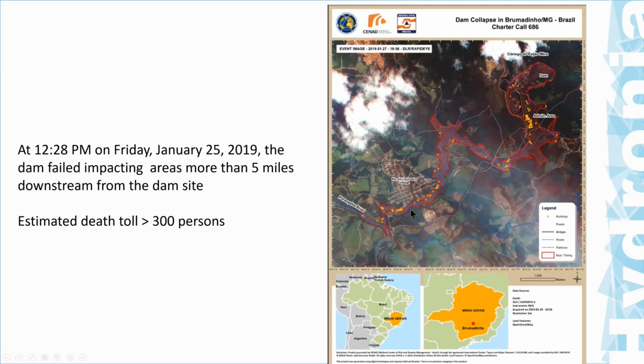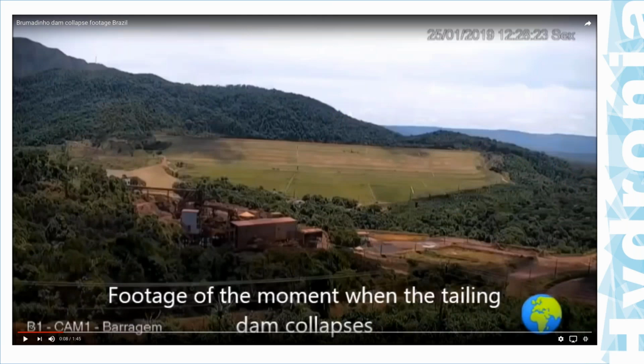which is this river downstream. This is the dam location, and this red polygon indicates the area that was mostly affected, although the Paraopeba river downstream was also affected at some point. There is an estimated death toll of more than 300 people. There are still corpses that are missing, that were never found. So it's one of the biggest events that have occurred related to tailings dam failure.